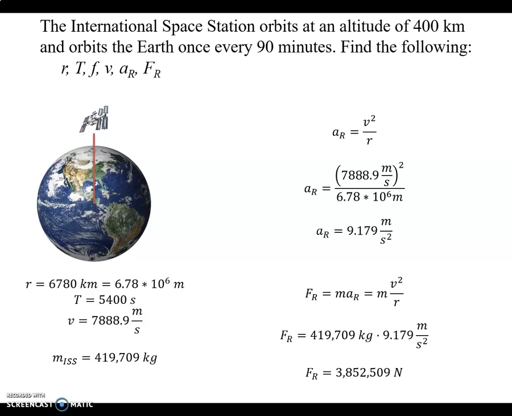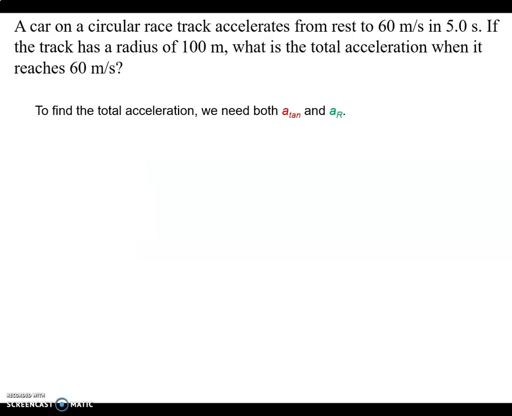Okay, let's do a second example here. Let's say you have a car on a circular track. It accelerates from rest to 60 meters per second in 5 seconds. If the track has a radius of 100 meters, what is the total acceleration when it reaches 60 meters per second? So we want the total acceleration. Remember that this is not uniform circular motion, which means we have both tangential and centripetal accelerations. So we're going to need to find both. Let's start off with tangential acceleration.